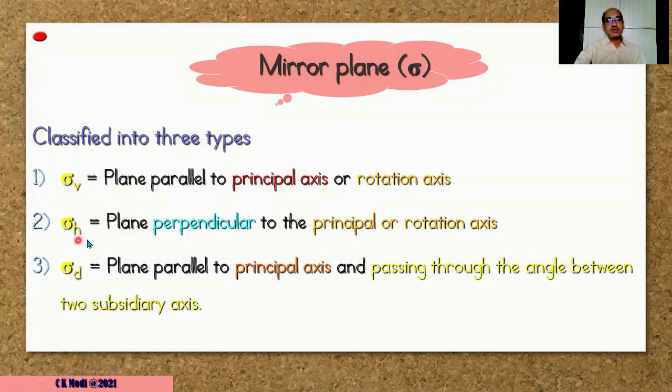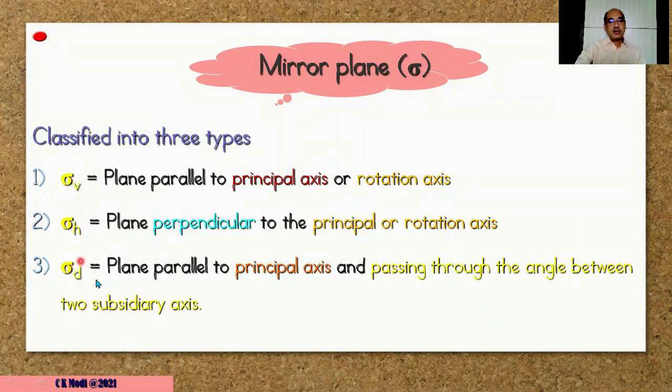In the same way, sigma H is the horizontal plane. Now what is the condition of sigma H? The plane passing through the center of that molecule and it divides it into two parts, both the parts being mirror images of each other. And the second condition is that the plane is perpendicular to the principal axis or rotation axis. So a plane which passes through the center of that molecule and divides it into two parts, along with being perpendicular to the principal and rotation axis, is called the horizontal plane.